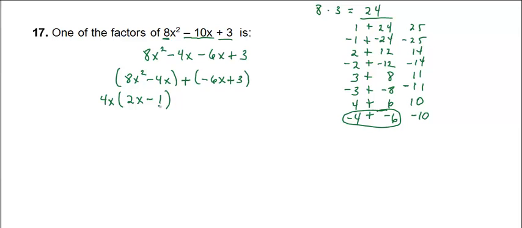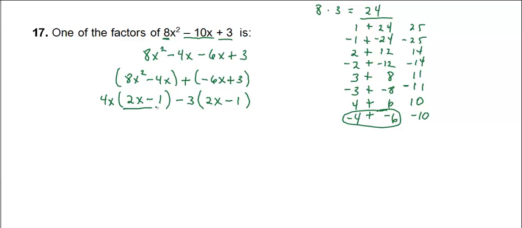And the common factor in the second group is a negative 3. So when I remove a negative 3, remember you're dividing a negative 3 out of each term, so negative 6x divided by negative 3 is a positive 2x, and positive 3 divided by negative 3 is a negative 1.